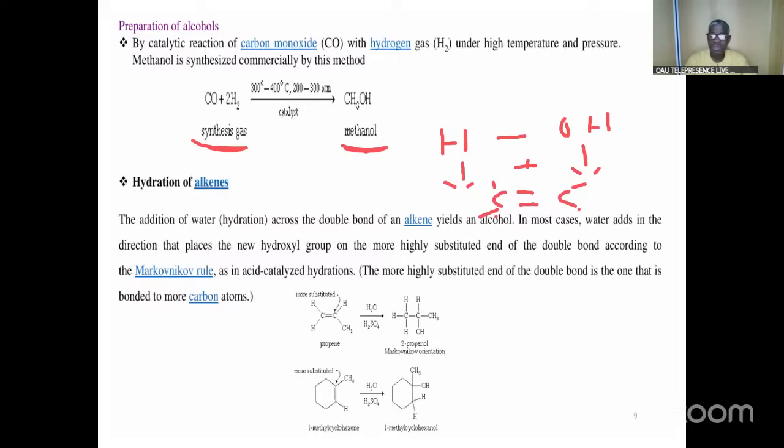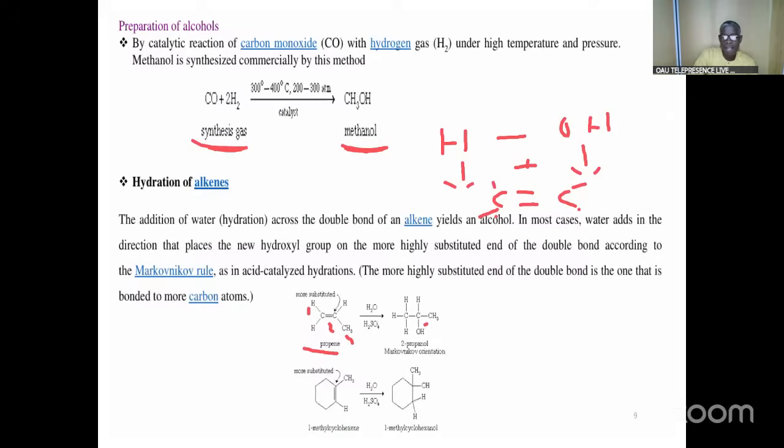So the more highly substituted end of the double bond is the one that is bonded to more carbon atoms. Now you can see here, this is propene, 3 carbons, 1, 2, 3. There is a double bond across carbon 1 and 2. Now, that means carbon 2 is the more substituted, and therefore you can see the OH is on carbon 2. So this is carbon 1, this is carbon 2, and this is carbon 3 here.